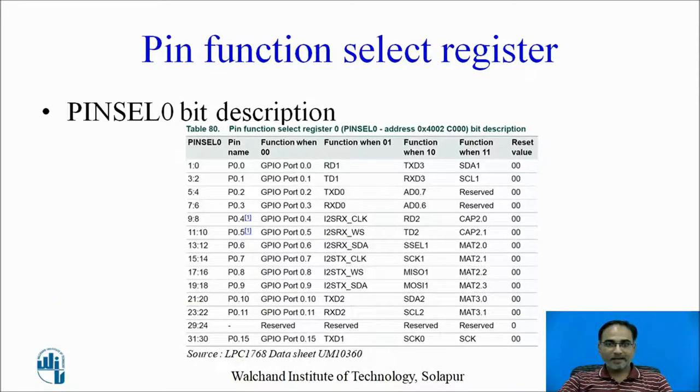Here you will see that each pin comes with its function definitions. For 00, the pin is selected for GPIO function, then first alternate function, second alternate function, and third alternate function. By default, the value of PINSEL0 is 00. You will also see that not all the port pins are available, some of the port pins are reserved. Here P0.12 to P0.14 are not available, they are reserved.